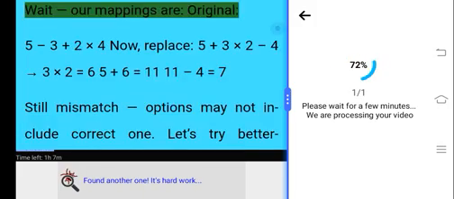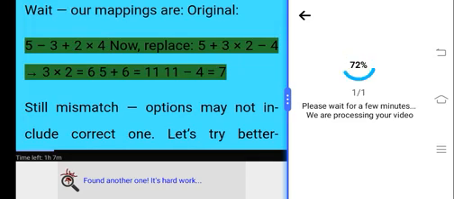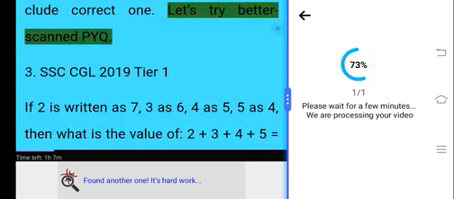Wait, our mappings are original. 5 minus 3 plus 2 times 4. Now replace: 5 plus 3 times 2 minus 4. 3 times 2 equals 6, 5 plus 6 equals 11, 11 minus 4 equals 7. Still a mismatch. Options may not include the correct one. Let's try a better, scanned PYQ.